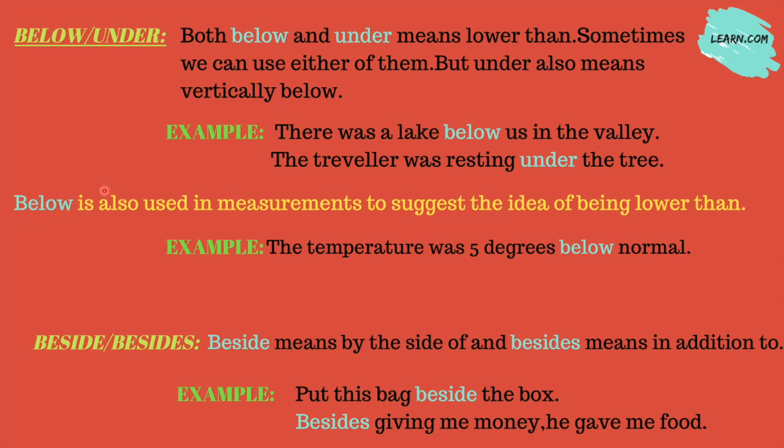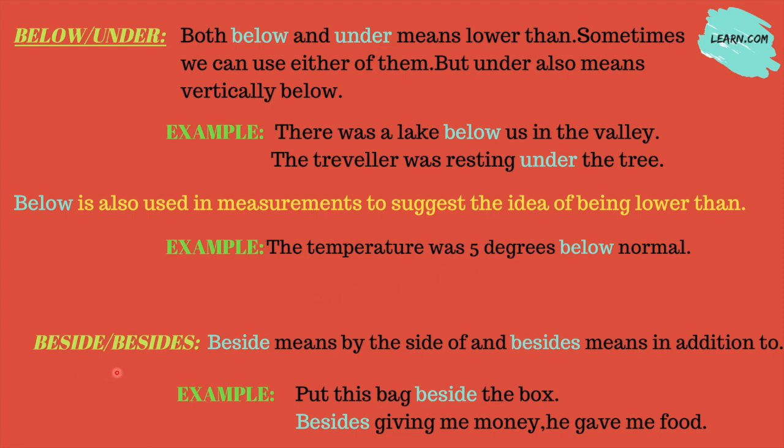Now here one more point is there. Below is also used in measurements to suggest the idea of being lower than while measuring something, some unit like degrees, like Fahrenheit, there are several units. See here, the temperature was 5 degrees below normal. So we use this word below to show measurements also.